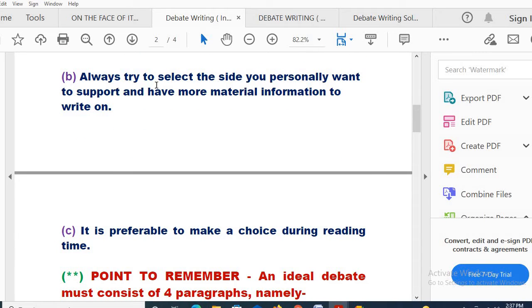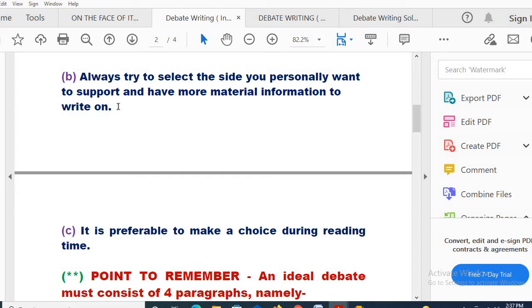Next point, always try to select the side you personally want to support and have more material information to write on. Now this is something very important. You have to select the side you personally want to support. Okay, suppose you are about to write for the motion, you have to have all the information, logical, and not only logical but rational also. You have to be very logical, you have to be very rational also, and you should have the material that is needed.